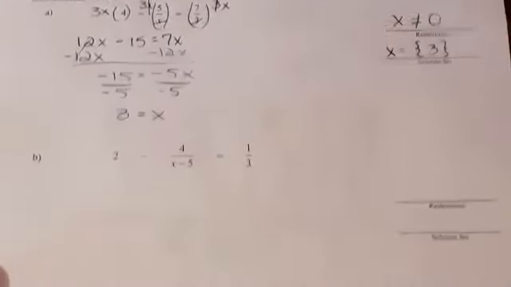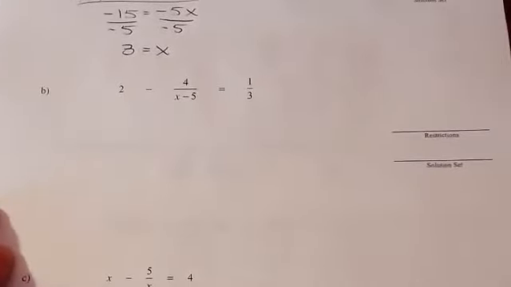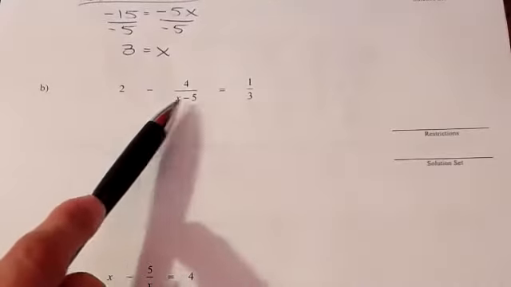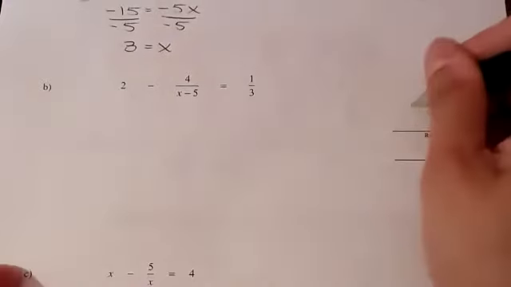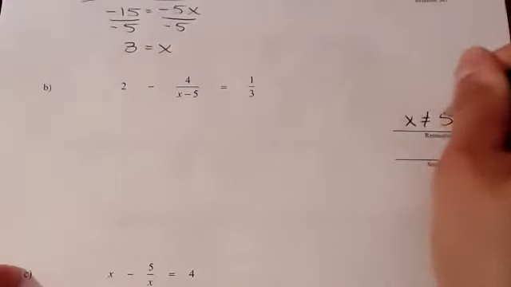Let's take a look at part B. Look at the fractions carefully. What can X not be this time? 0. Let's test it out. If X is 0, 0 minus 5 is -5, so that's okay. I can have a -5 in a denominator. Try that again. Can't be 5. 5 is correct. Our restriction is that X cannot be 5.